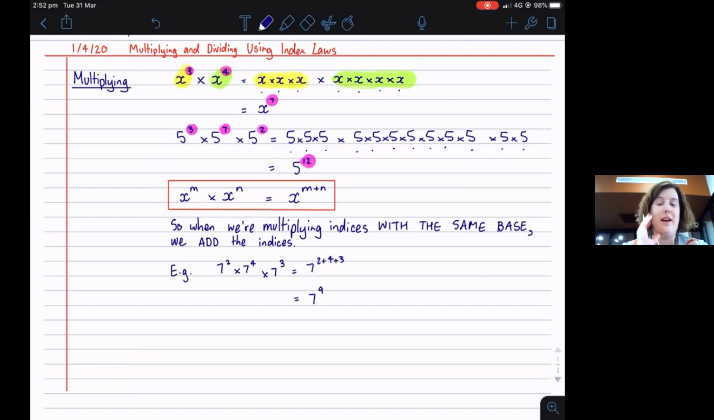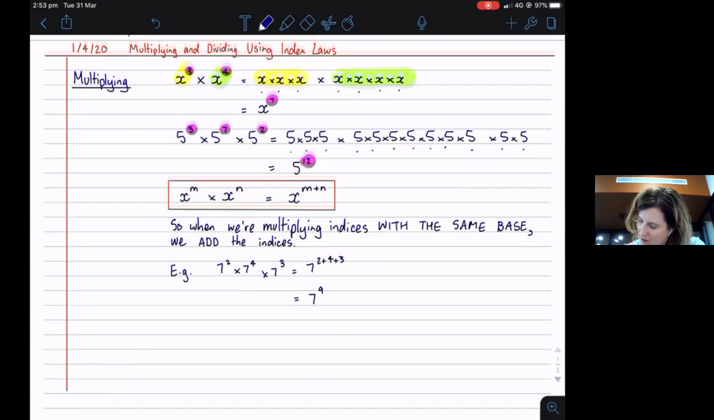I would like you to pause now and write these notes into your book and then return to keep going with dividing. So are we ready to do dividing? Have you paused me? Pause me! I'm going to assume you've paused me and written these notes. You need to write these notes. I'm going to make you write these notes.